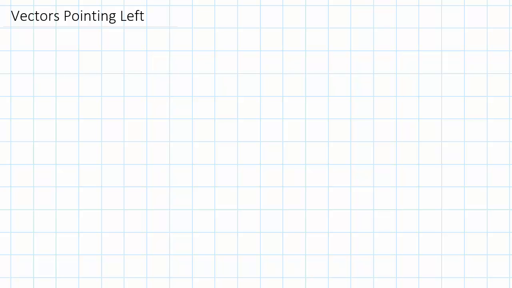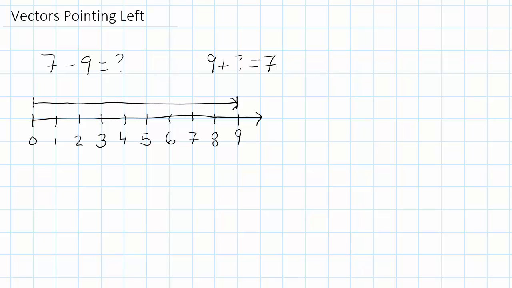When we left off, we were trying to understand these vectors that were pointing to the left. We were trying to answer the question, 7 minus 9 equals what? That is, what do we need to add to 9 in order to get 7? We had drawn a number line, drawn in the vector 9 and the vector 7. And we'd discovered, what do we need to add on to the end of 9 in order to get to the end of 7?